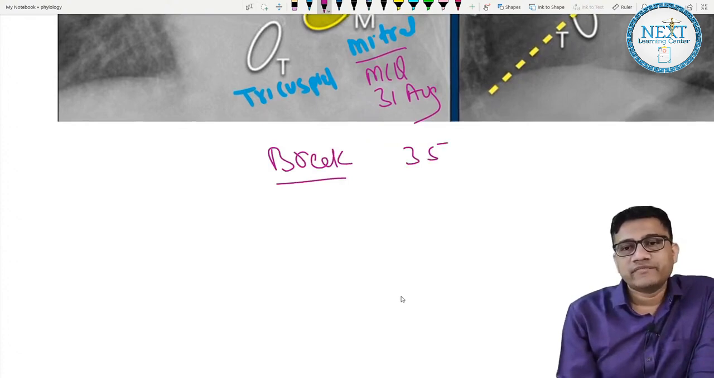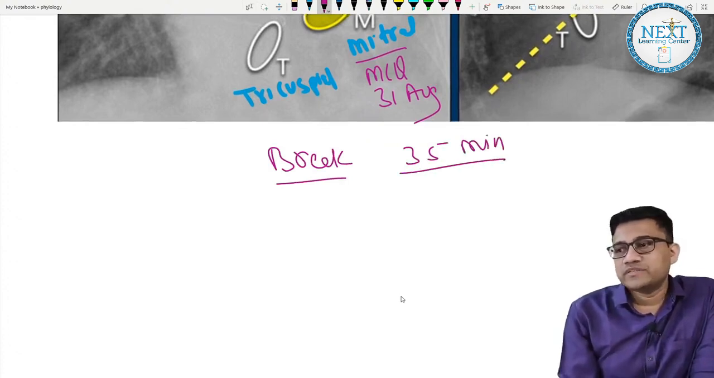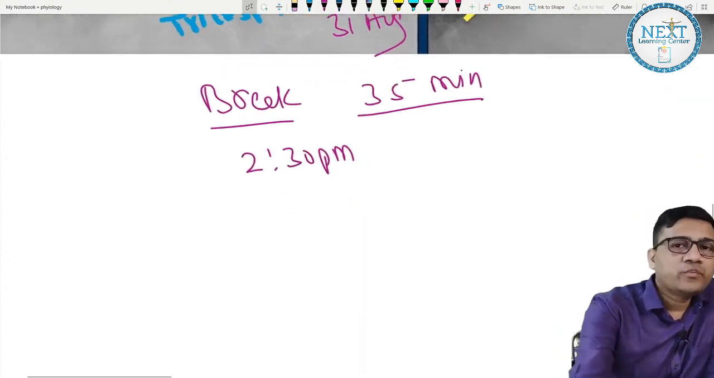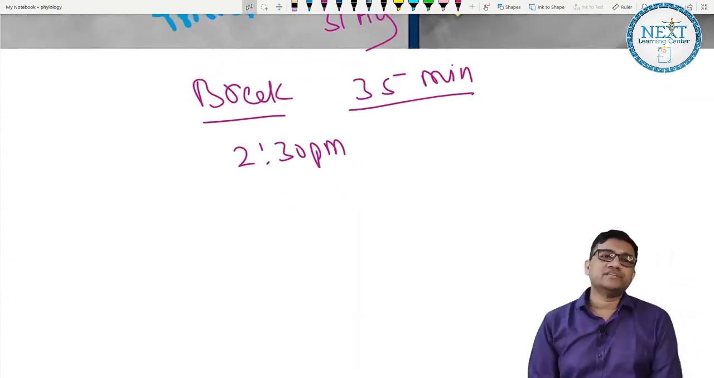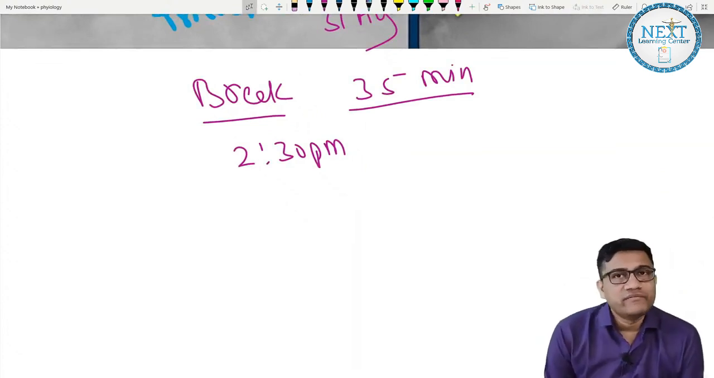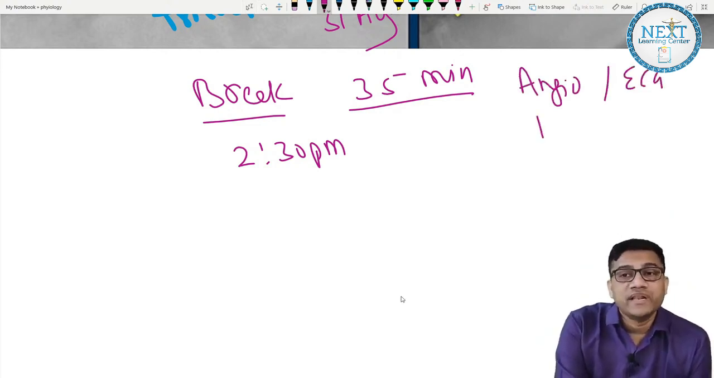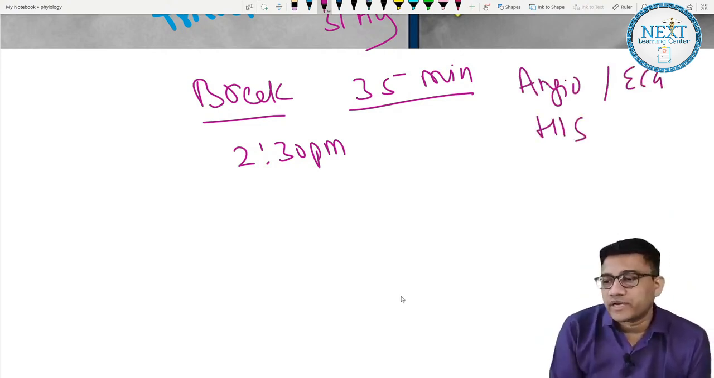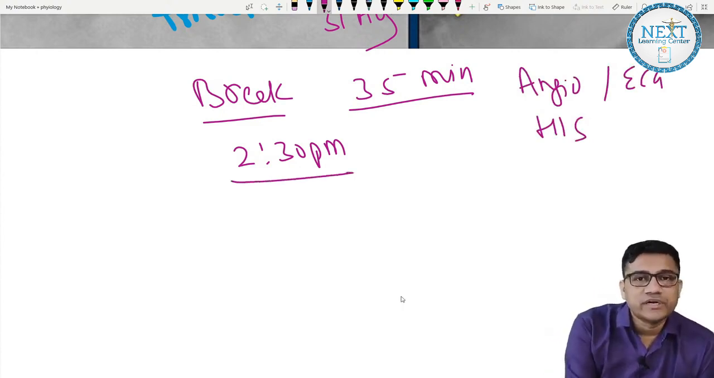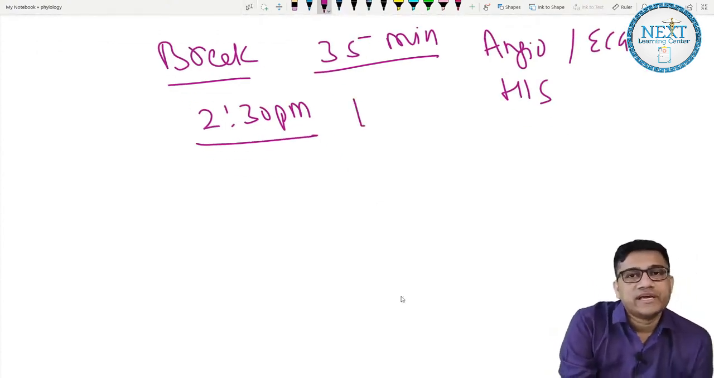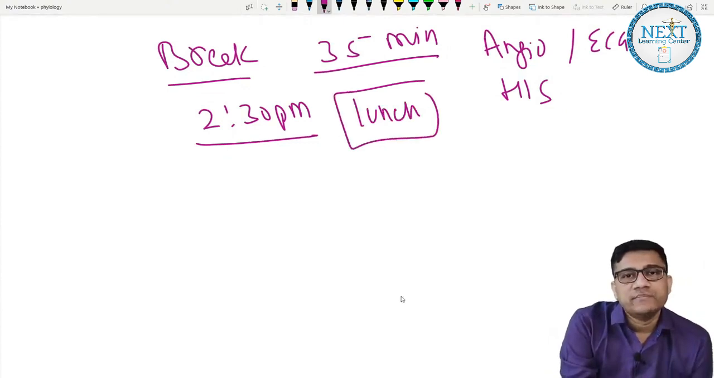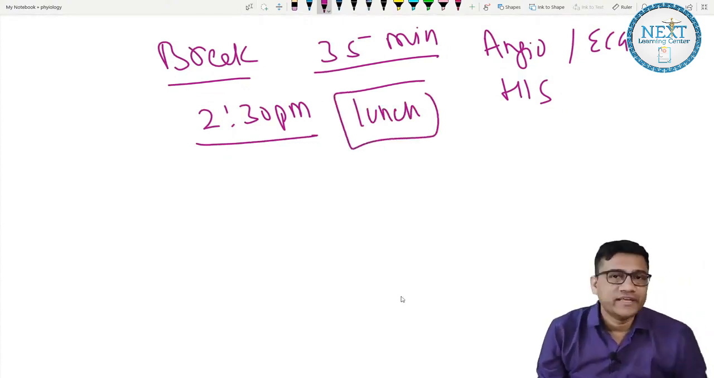So we will take the break now. Take 35 minutes because there's no point. We'll start at 2:30. I hope you are liking these sessions with integration of clinical findings. We are showing echo, angiography, ECG, His bundle electrogram, whatever is needed. So we're taking a break till 2:30. You eat, take lunch and we will meet soon. Clear? So we are taking a break.